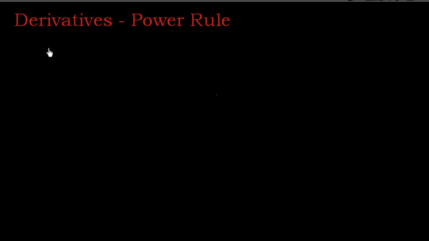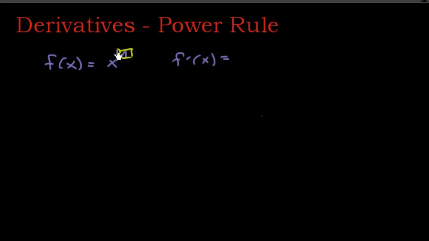If I have the function f of x equals x to the n, and I want to know the derivative of this function, then all you're going to do is take this n and bring it down out front. So we're going to have n, and then your x, and then you subtract 1 off of the n. So now it's going to be n minus 1. And that's all it is to find the derivative using the power rule.